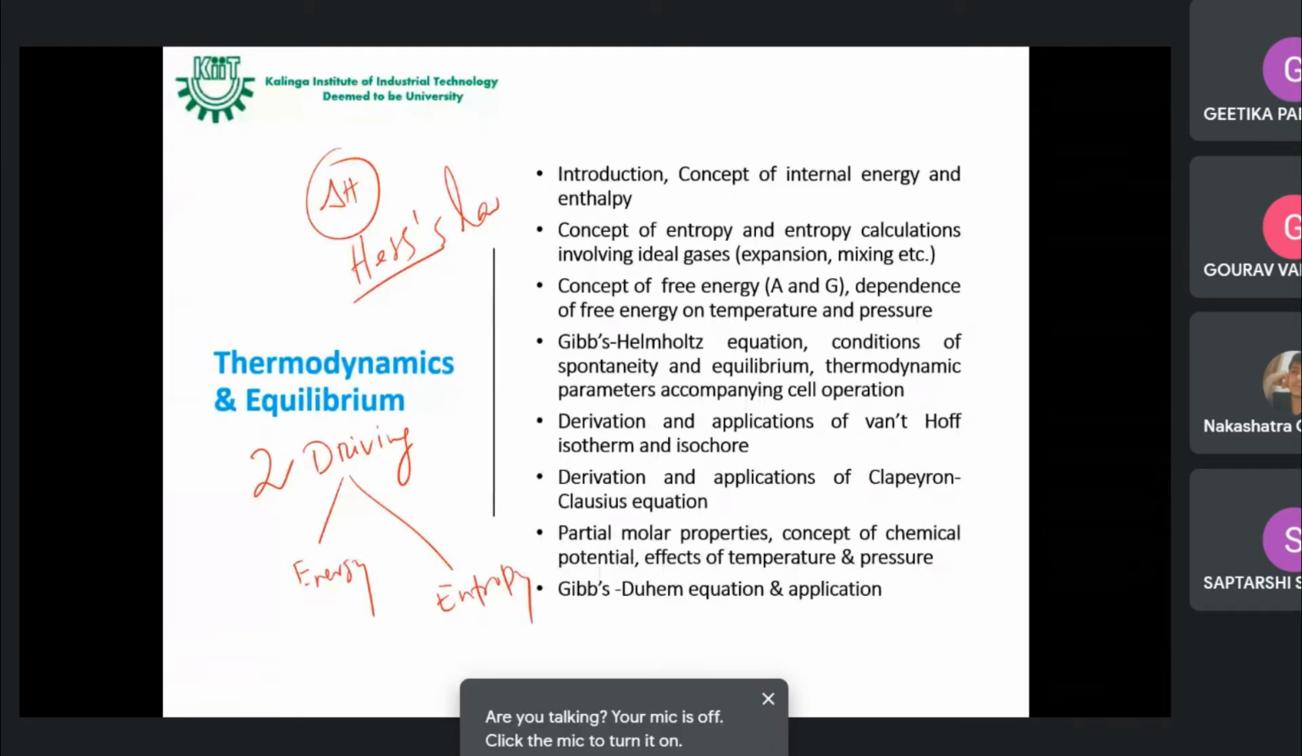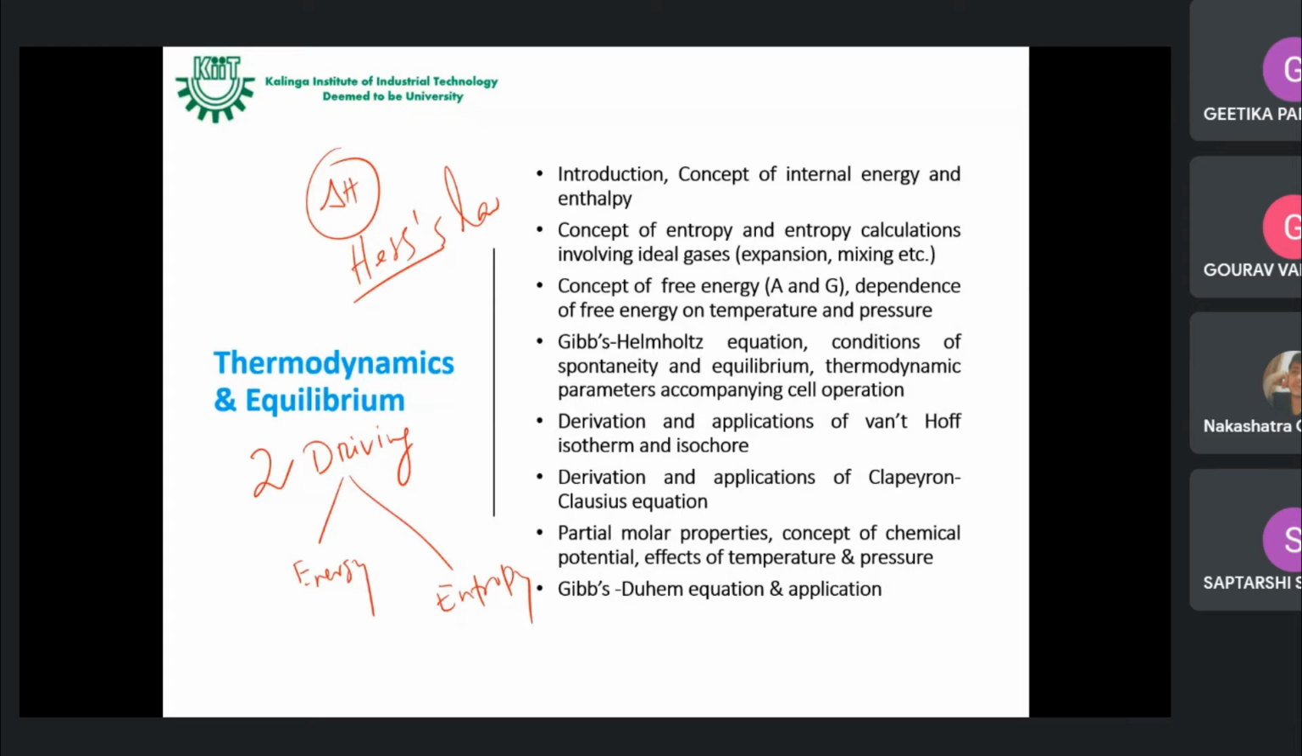Okay, so thermodynamics says there are two driving forces. Any driving force you consider can be grouped into these two categories, either in terms of energy or in terms of entropy. I will be explaining all these things and how you can group the different driving forces into these two driving forces, that is energy and entropy.